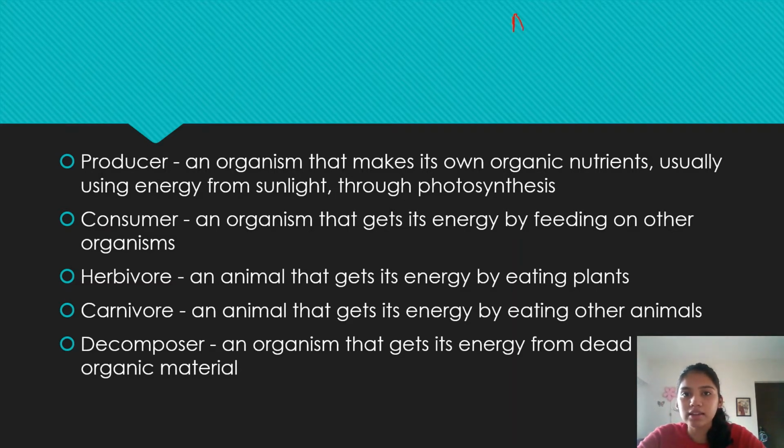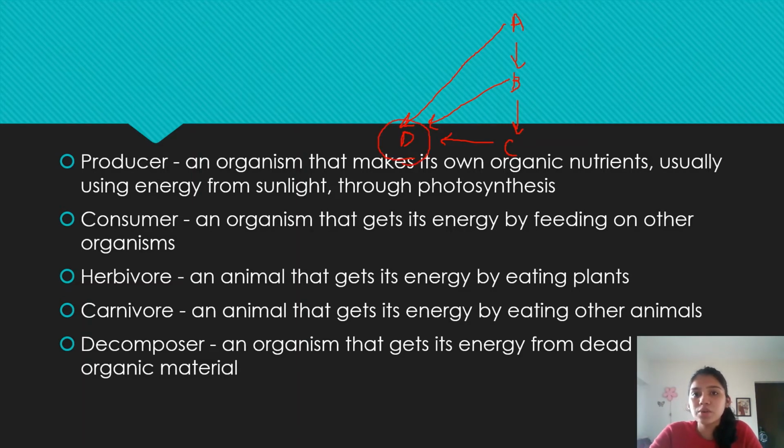So you have organism A, organism B, organism C. A goes to B, B goes to C, and you have B also going to D, and you have A also going to D, and it says identify the decomposer. Now, the decomposer is an organism that gets its energy from dead or organic material. So just remember that all organisms can be consumed by a decomposer. And in this scenario, as you can see, all the arrows are pointing to only one, which means all are consumed by one organism, which is D. So D is the decomposer.